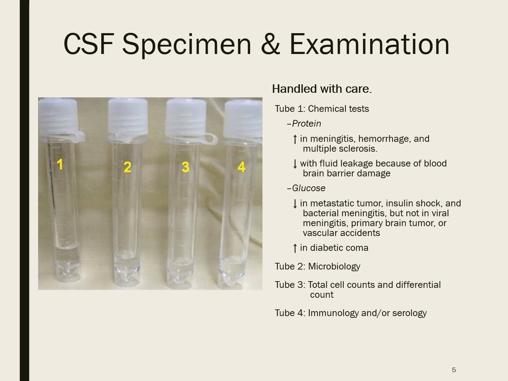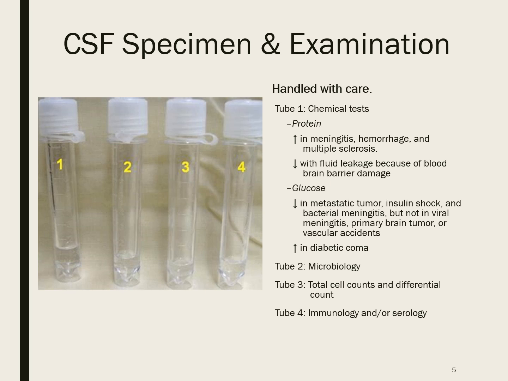Tube 3 is typically for cell counts, which would go to hematology to do a cell count, and if there are any cells there, to look at those cells and see what the different cells are and do a differential type count, which is the same as what you would do in hematology if you were looking at a blood slide. Tube 4 would be something like immunology or serologies.